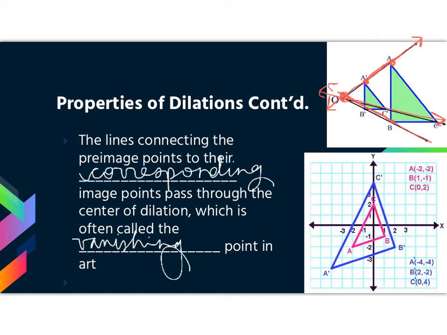In art, it's called the vanishing point. So if you were to draw train tracks and you want to find the spot where you can no longer see the train tracks, they often use this in art.